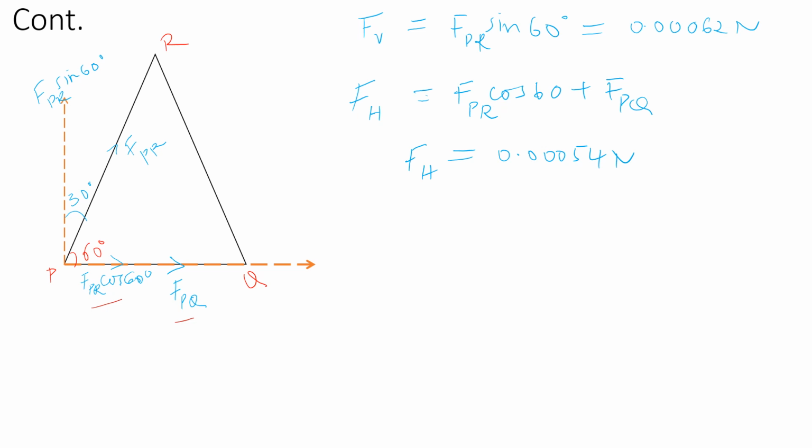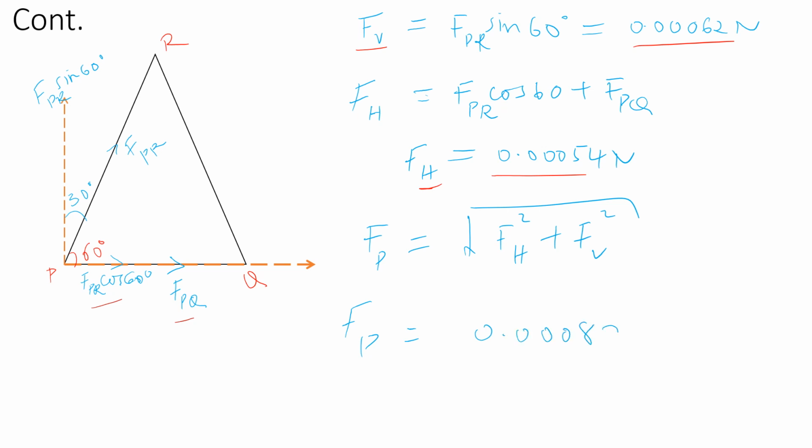If you multiply or feed in, you get the horizontal force FH as 0.00054 newtons. Now we have the horizontal and vertical, and you know that they are always supposed to be perpendicular to each other. That means that the net force at P is going to be the resultant of the two, FH plus FV, but of course, Pythagoras theorem, they are squared. So FP is going to be, if you substitute in the two values that we have, you're going to get the final answer as 0.00082 newtons. That's the final answer, representing the net force acting on P due to the charges placed at R and Q.